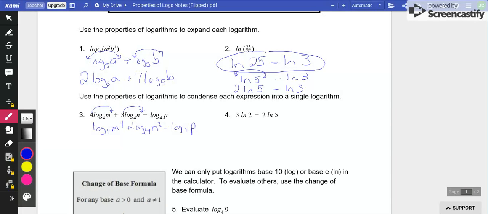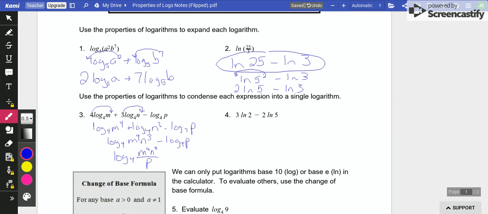Now, when you start combining these, you want to go from left to right. So first we have an addition. So addition becomes multiplication. So we have log base 4 m to the 4th times n cubed. And I still haven't dealt with that subtraction yet. And now I have subtraction, which is going to turn into division. So log base 4, whatever was first goes on top. So m to the 4th n cubed. And on the bottom is p. So now we've condensed this into a single logarithm.